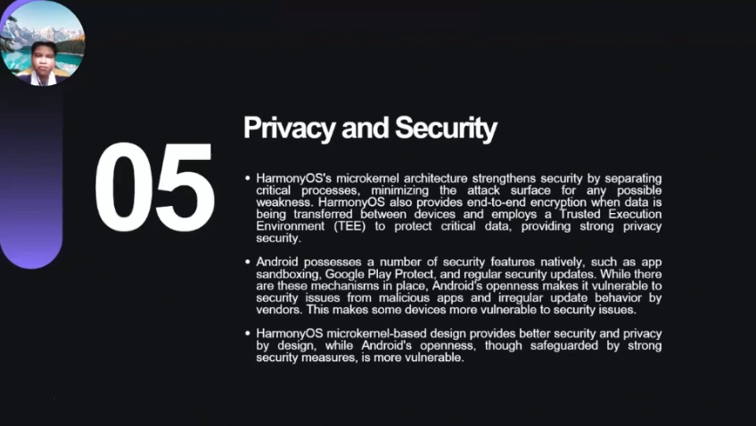Android possesses a number of security features natively, such as sandboxing, Google Play Protect, and regular security updates. While there are these mechanisms in place, Android's openness makes it vulnerable to security issues from malicious apps and irregular update behavior by vendors. This makes some devices more vulnerable to security issues. HarmonyOS microkernel-based design provides better security and privacy by design, while Android's openness, though safeguarded by strong security measures, is more vulnerable.